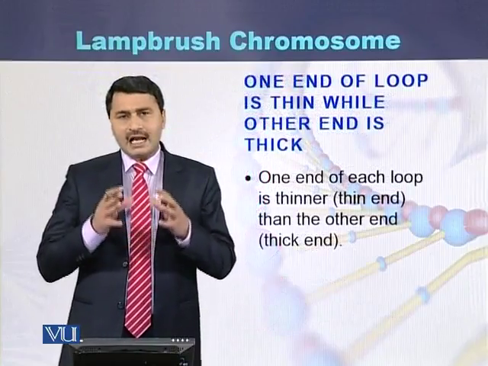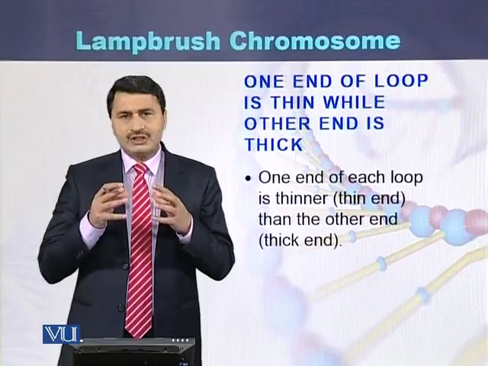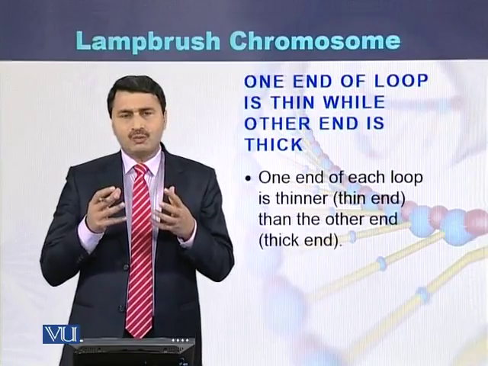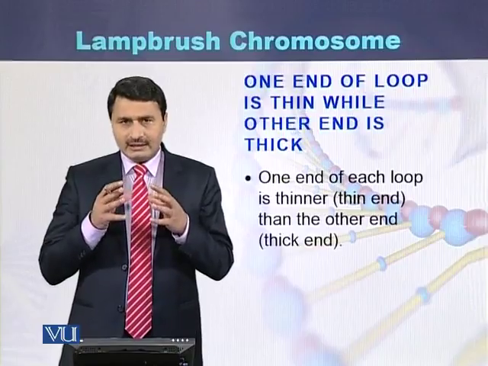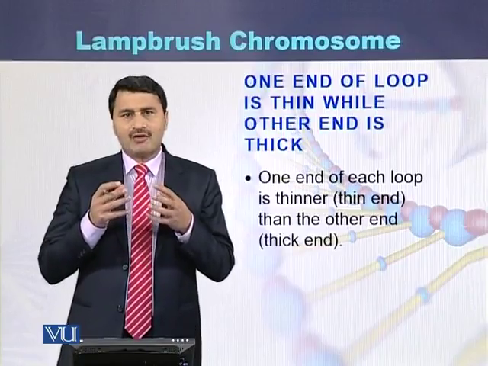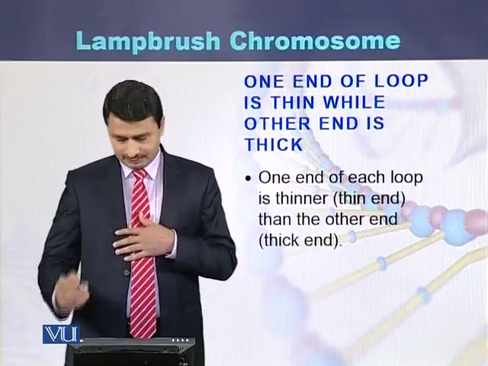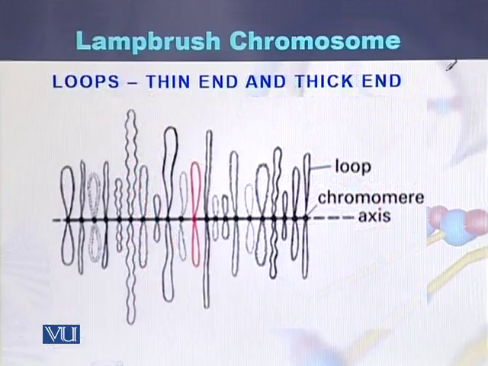There are two ends of each chromatid or each loop. One end of the loop is thin, while the other end of the loop is thick. Here we can see in this diagram how the loop appears: one end of the loop is thick while the other end of the loop is thin.